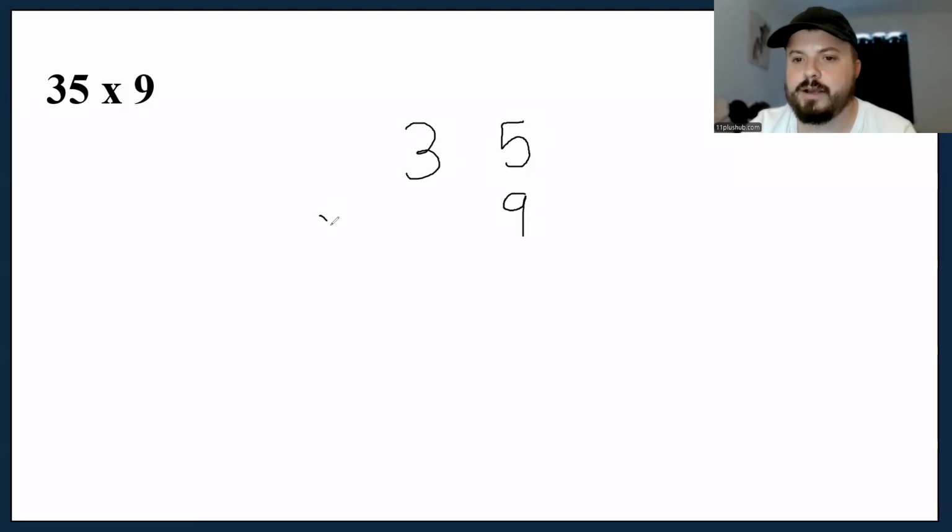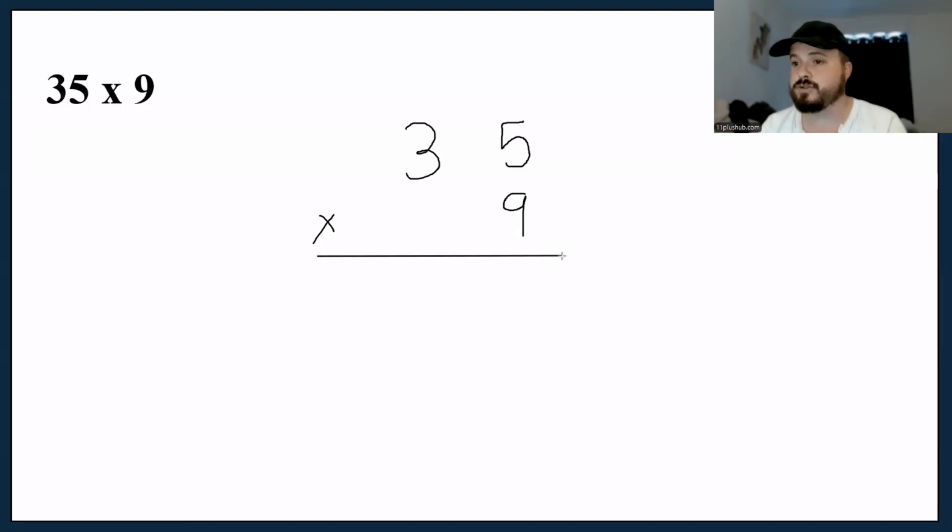Okay, there's my multiplication symbol. And do remember that the larger number we're multiplying goes at the top, okay? So 35 multiplied by 9. Let's start by multiplying our 9 by 5. So 9 multiplied by 5. So 9, 18, 27, 36, 45. 9 multiplied by 5 gives me 45.